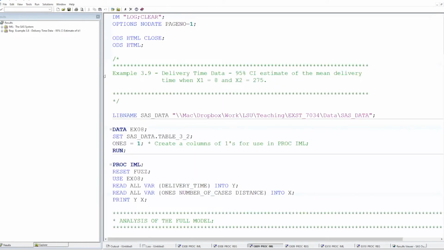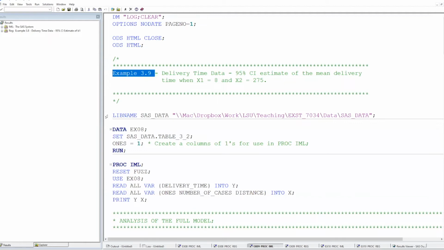All right, now let's look at example 3.9. What we want to do in this example is to construct a 95% confidence interval estimate of the mean delivery time, the mean value of y, when x1 is equal to 8 and x2 is equal to 275. Again, we're going to start by looking at PROC IML.